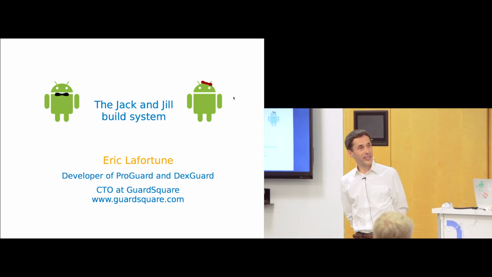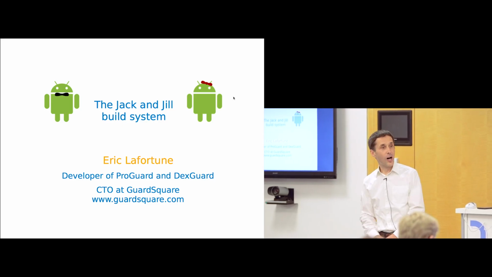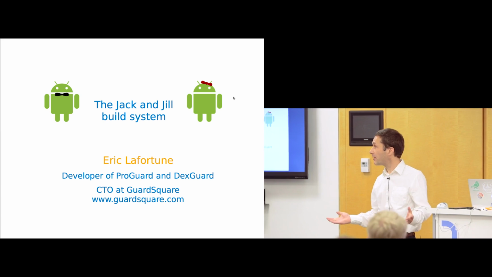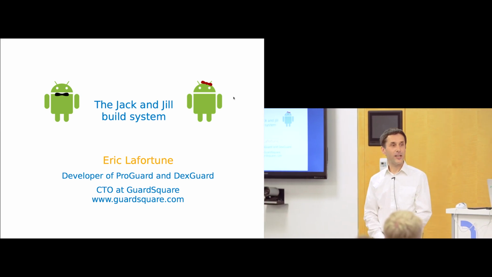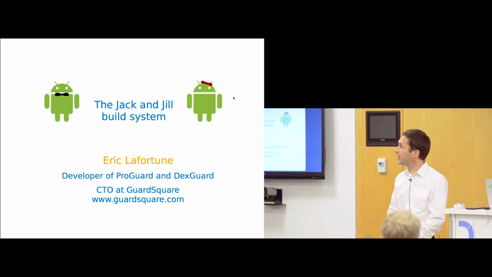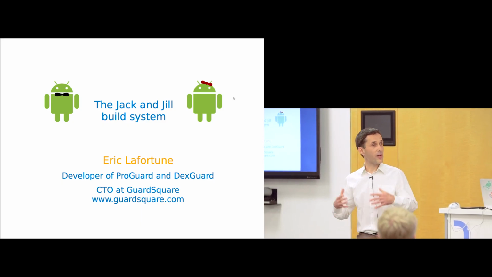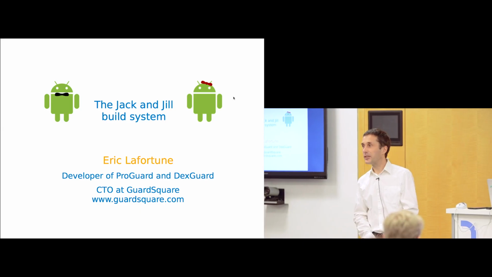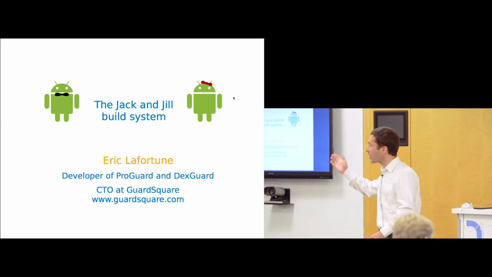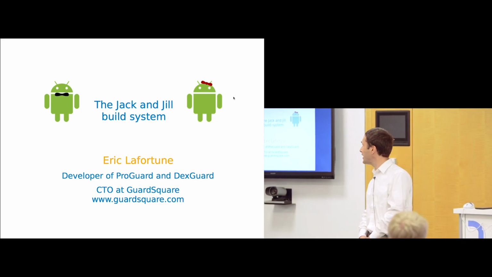My name is Eric. I'm the developer of ProGuard, the open source obfuscator and optimizer that's part of the Android SDK, which you may have used before. I started ProGuard as an open source project about 14 years ago, and that grew and grew out of hand a little bit. So at some point, I started a company around it. So I'm now the CTO at my own company, GuardSquare. I can wear a white shirt and call myself CTO.